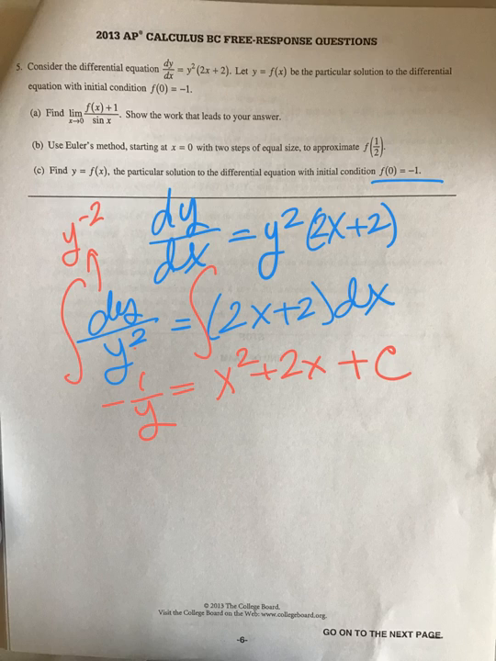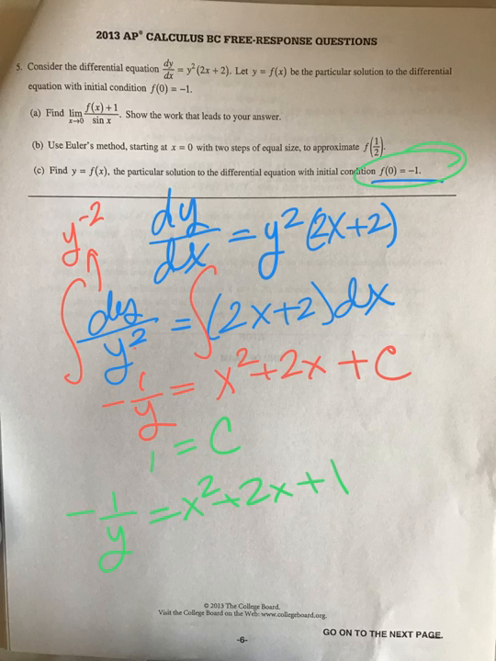So at any point you could do that. If you want to solve for the c now, let's solve for the c now. How am I going to solve for c? I'm plugging in that initial condition f of 0 equals negative 1. Okay, so this is negative 1 over negative 1, that's positive 1, equals, that's 0, that's 0. That means that's my c. c just equals 1. So that leaves me with negative 1 over y equaling x squared plus 2x plus 1.